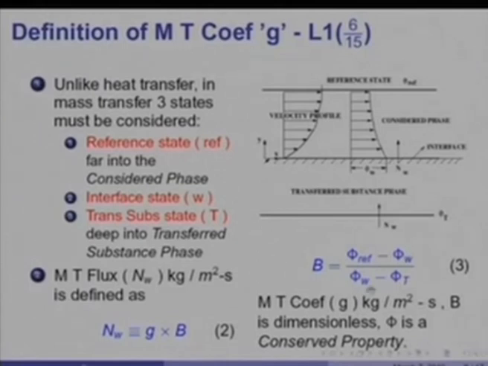Since B is dimensionless, notice that G and Nw have the same units, kilograms per meter square second, whereas in heat transfer the heat flux and heat transfer coefficients have different units. Phi, for the time being, note that it is a conserved property. What it is, we will see as we go along.